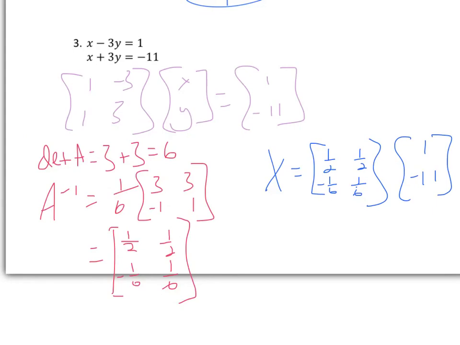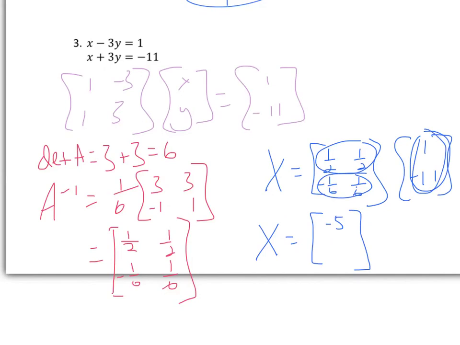We'll do our multiplication here. 1/2 times all these things. So we should have 1/2 minus 11/2. It's going to be -10/2, which is just -5. And -1/6 minus 11/6 should be -12/6, which is -2. And that's the answer. There's your x, there's your y.